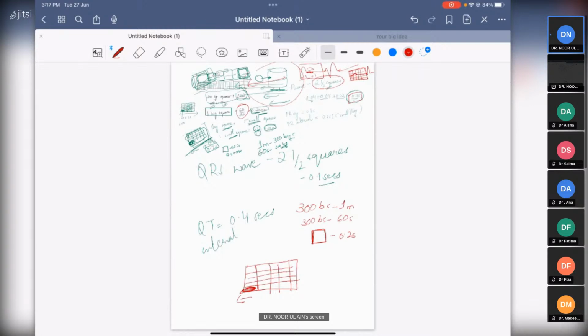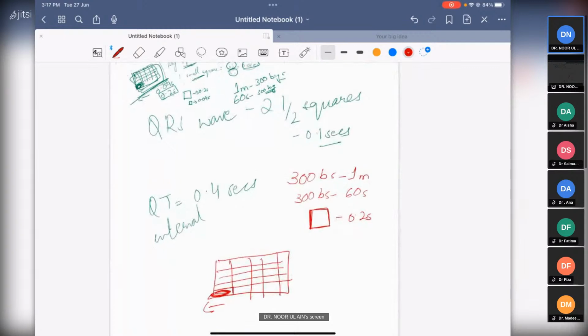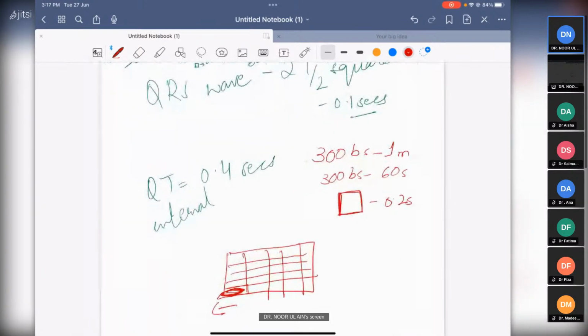You can't see my screen? Dr. Sohanur, you can't see my screen? Is it blurred or you don't see it?